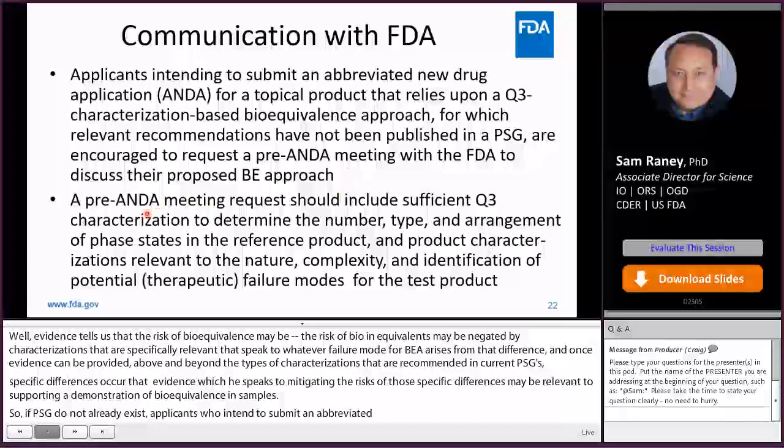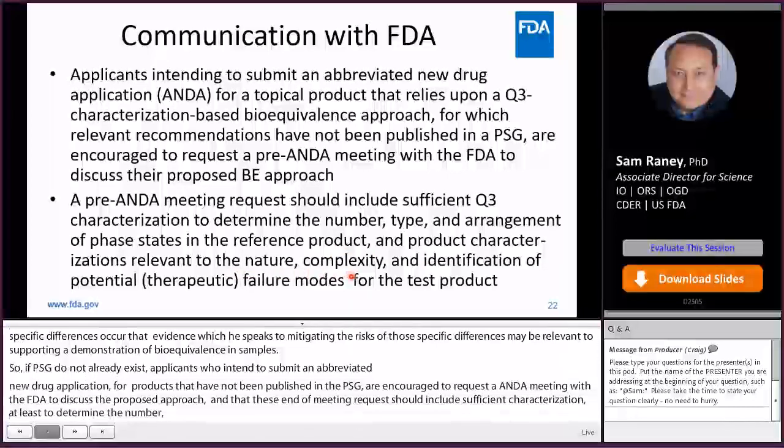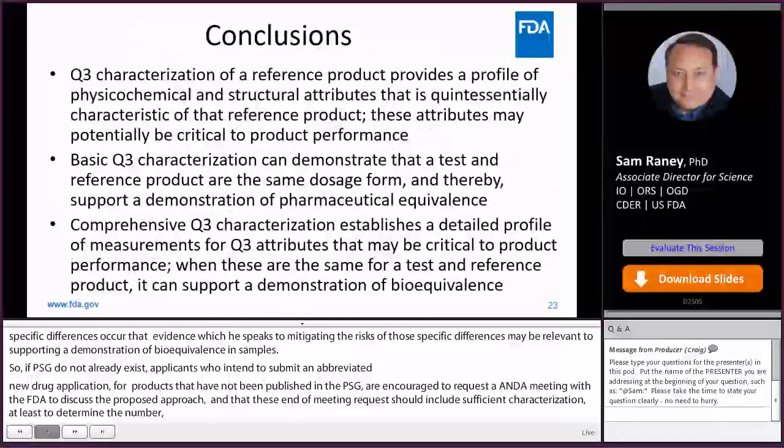And what we'd recommend is that these pre-ANDA meeting requests should include sufficient Q3 characterization, at least to determine the number, type, and arrangement of phase states in the reference product, that basic Q3 characterization at a very minimum, and product characterizations relevant to the nature and complexity and the identification of potential therapeutic failure modes for that test product that may arise depending upon the nature of that test product.